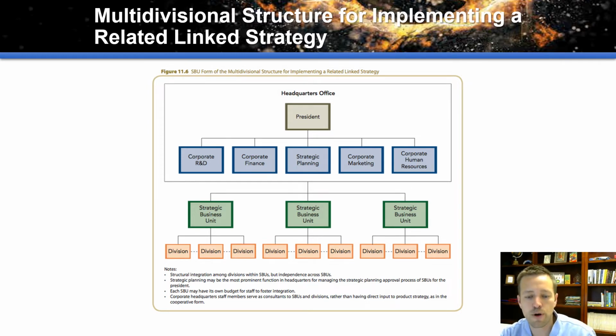And finally, corporate headquarters staff members serve as consultants to the strategic business units and divisions rather than having direct input on product strategy. So in the cooperative form, you've got more centralized planning and more direct input. Here, they're just more advising and focusing more on big picture aspects. Maybe they might have some veto power, but in general, they're not formulating the strategy. That's done at the business unit level.